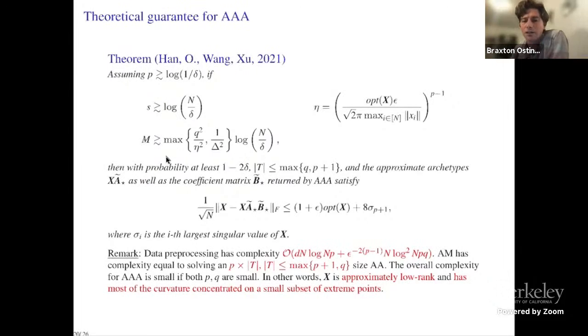The upshot of all this is that if p and q are small, and I didn't say what q is, but p is the intrinsic dimension of the data, and think about q as more or less the number of points in T, then the complexity of this method is going to be small. In other words, if X is approximately low rank and has most of the extremality concentrated on a small subset of the extreme points, then the overall complexity of this approximation is going to be low.